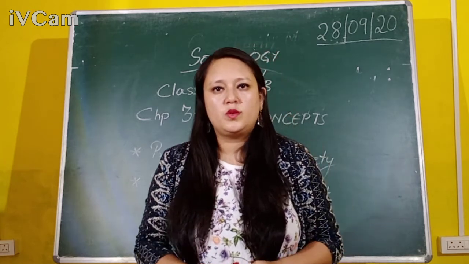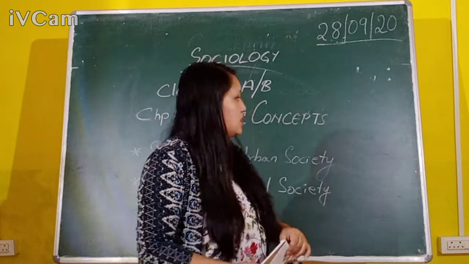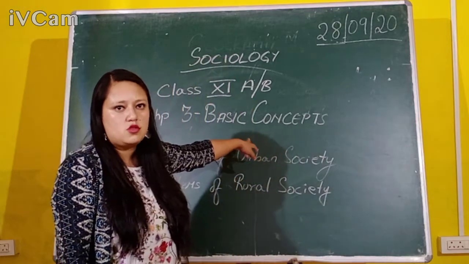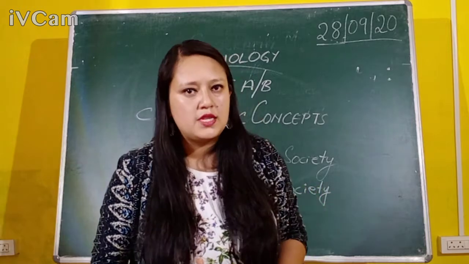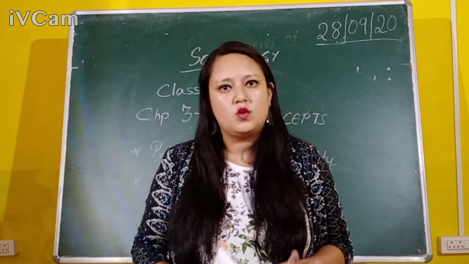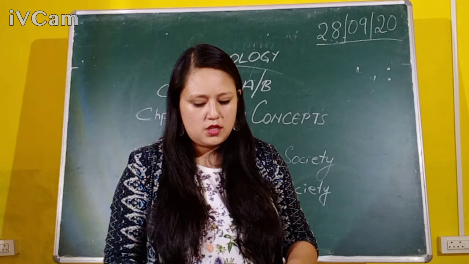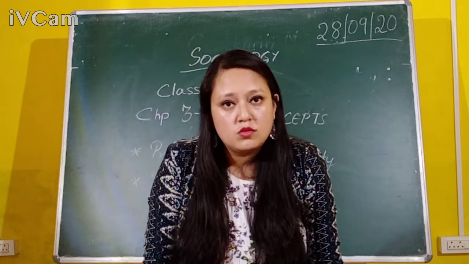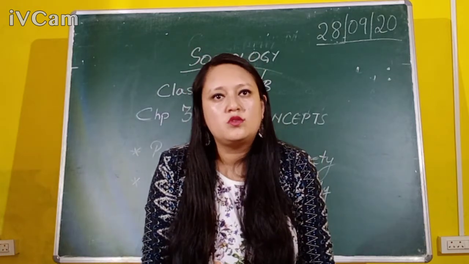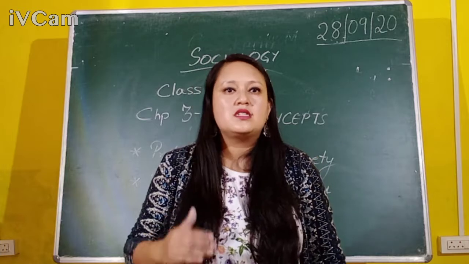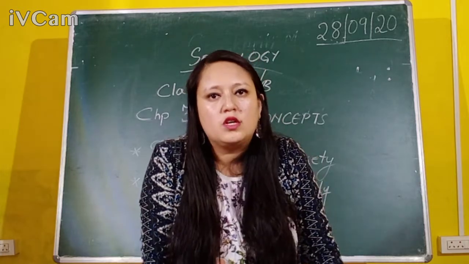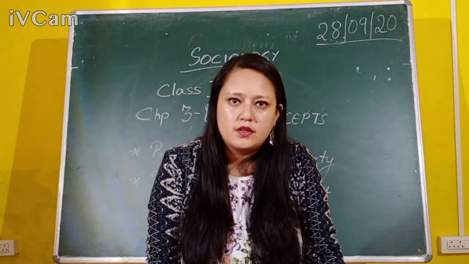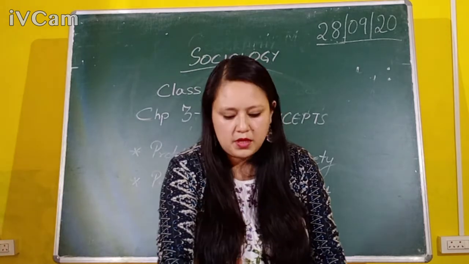Today we shall be doing the third topic from the chapter Basic Concepts in Sociology. The topic for today is problems of urban society and the problems of rural society. As we go through, you'll come to know that the problems we are going to discuss today are similar to some of the characteristics that we've already done for the urban and rural society. So let's begin.